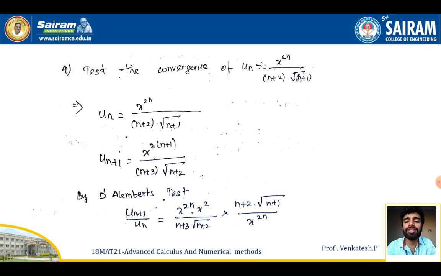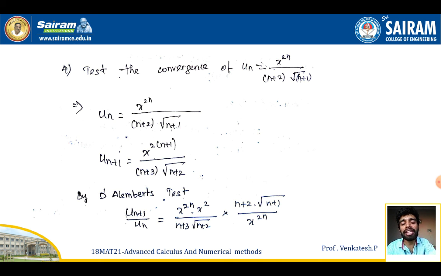So let me take un is equal to x power 2n by n plus 2 square root of n plus 1. So un plus 1 will be x power 2 times of n plus 1 by n plus 3 into square root of n plus 2. I am just replacing n with n plus 1 in the un equation. So now by applying D'Alembert's ratio test, we have un plus 1 by un. So I got x power 2n into x squared by n plus 3 into square root of n plus 2 into n plus 2 into square root of n plus 1 divided by x power 2n.